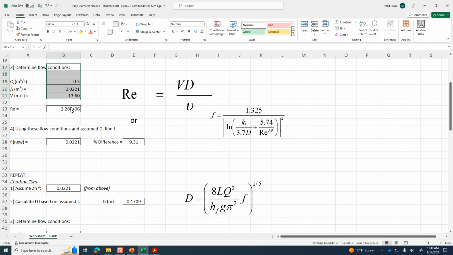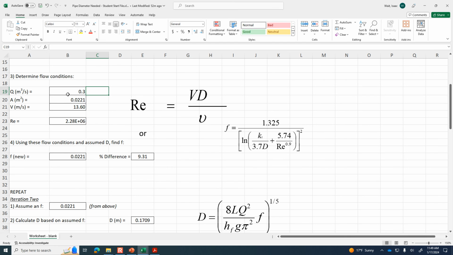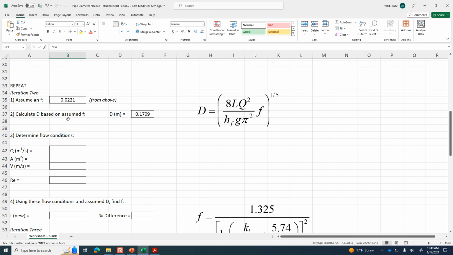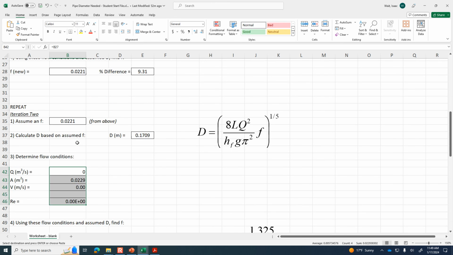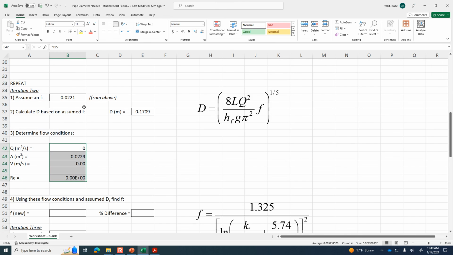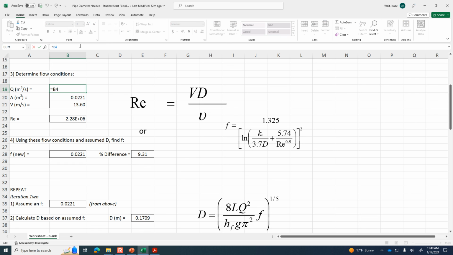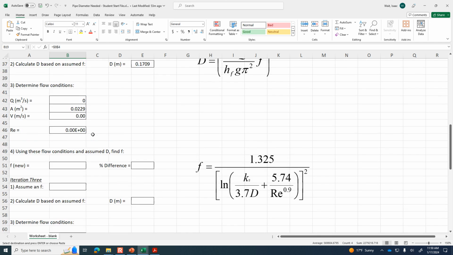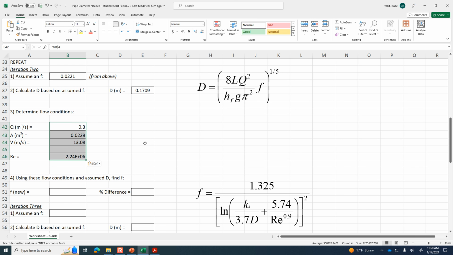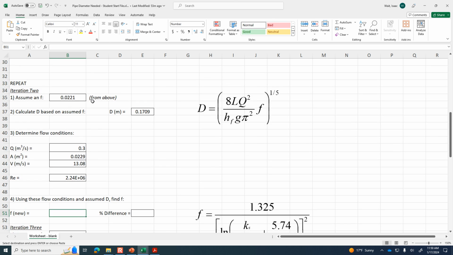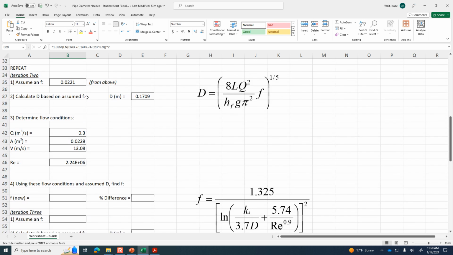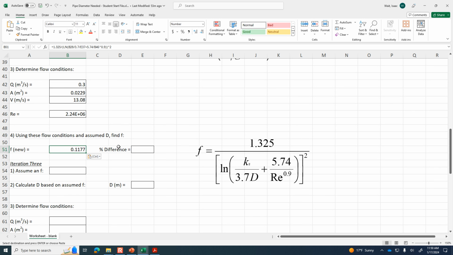So the nice thing that we can do at this point is just copy and paste. I can copy the values for the flow rates and calculating the Reynolds number, paste that down here. Need to be absolute reference for the Q. Copy and paste. And then we can calculate the new F value by just copying the formula from before and pasting it here.